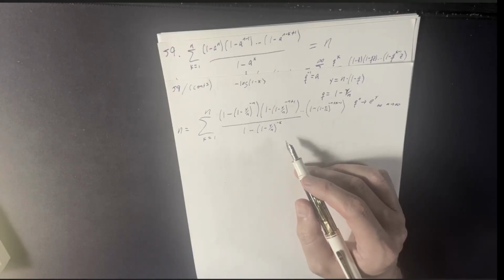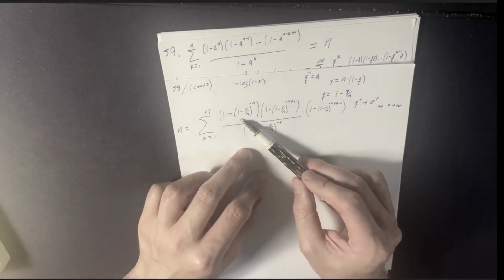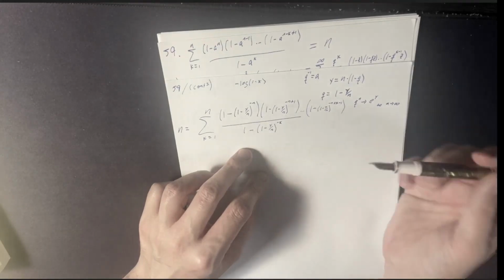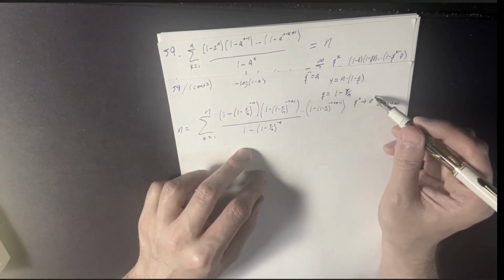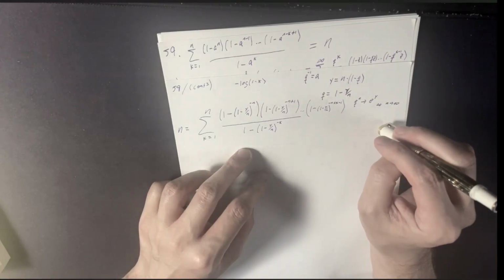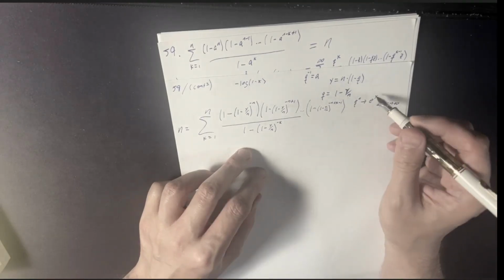Hmm. Isn't this usually a plus? Yeah. Am I wrong about this? This is supposed to be a minus, isn't it? This is e to the negative y, isn't it? I mean, yeah, it is, right?